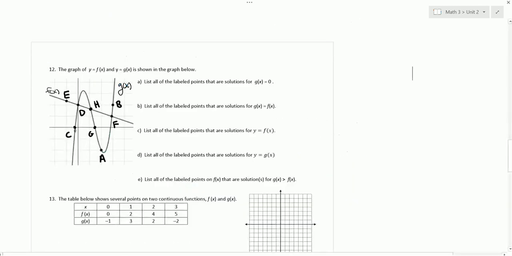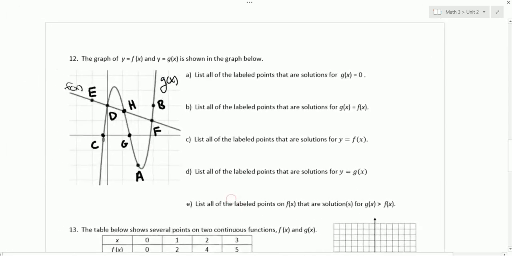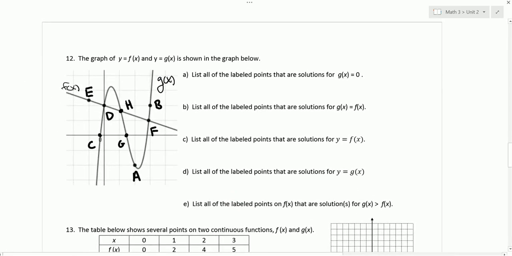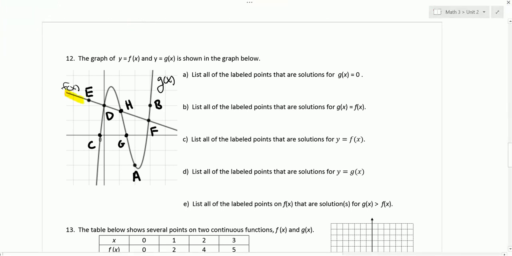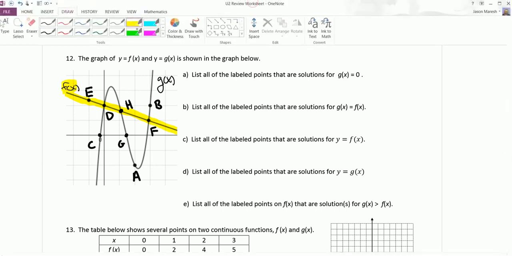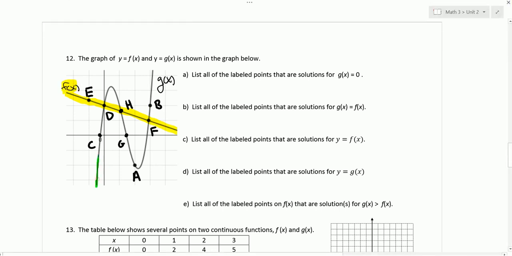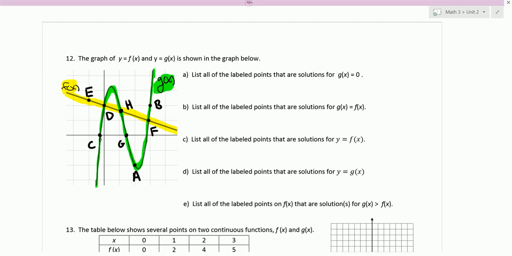Number 12. On this one, we have the graph of y equals f of x. And I'm going to highlight that. That's our line right here, or a line segment. And then we have the graph of g of x. That's this curve, and I'm highlighting it in green. And we're asked a few questions about these.